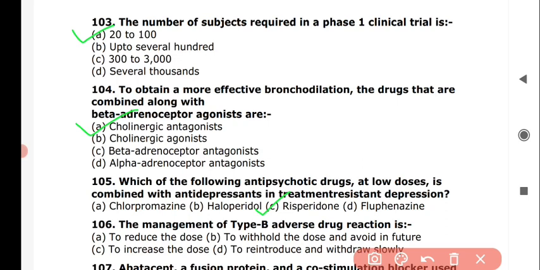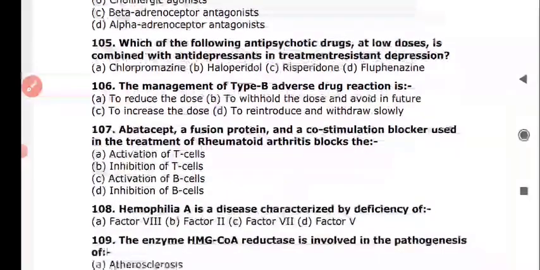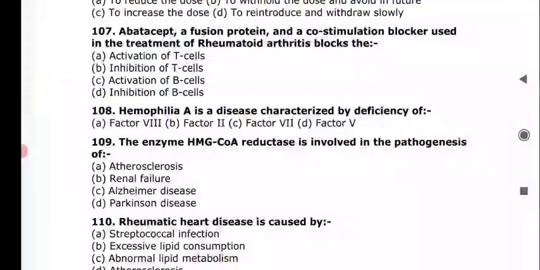Next question is, the management of type B adverse drug reaction is, and the correct answer is option B, to withhold the dose and avoid in future. Next question is, abatacept, a fusion protein and a co-stimulation blocker used in the treatment of rheumatoid arthritis, blocks the, and the correct answer is option A, activation of T cells. Next question is, hemophilia A is a disease characterized by deficiency of, and the correct answer is option A, factor 8.